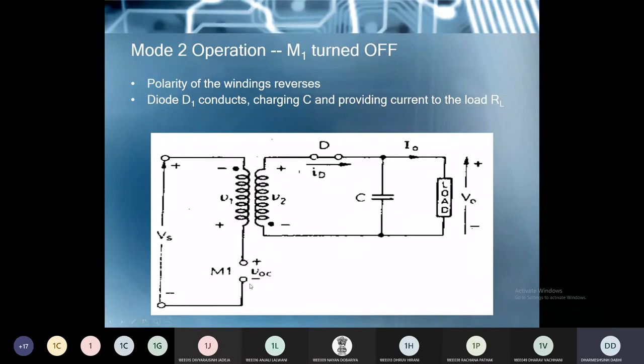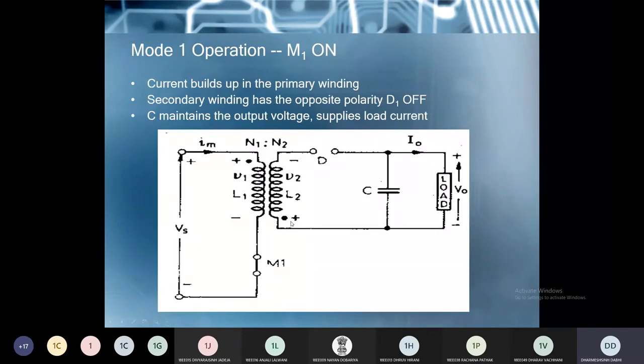So in this case, in the off condition of the M1 switch, whatever energy was stored by this inductor in the first mode is released in the second mode when switch M1 is off, and this energy is provided to the load. So you can see that now current is flowing through this diode. This secondary current charges your capacitor, and part of the current is provided to the load. So you can see that one current I0 flows through the load, and one current ID charges your capacitor up to the load voltage. Clear? So in the off condition, your secondary side provides the power to the load, but in the on condition your circuit is off in this case.